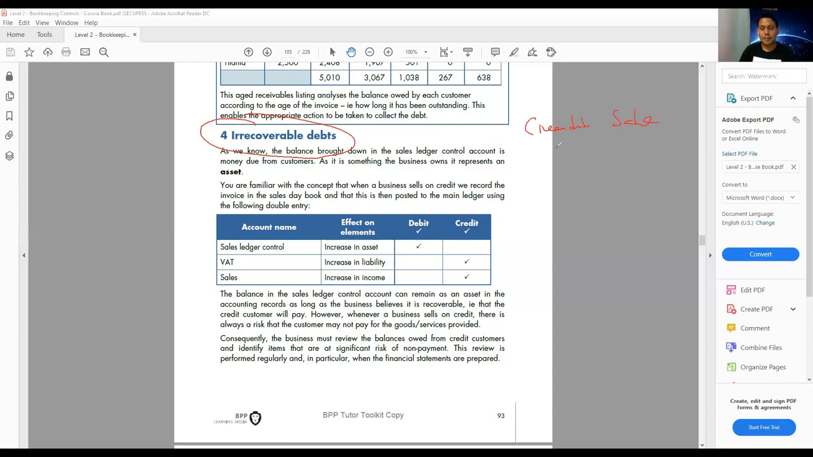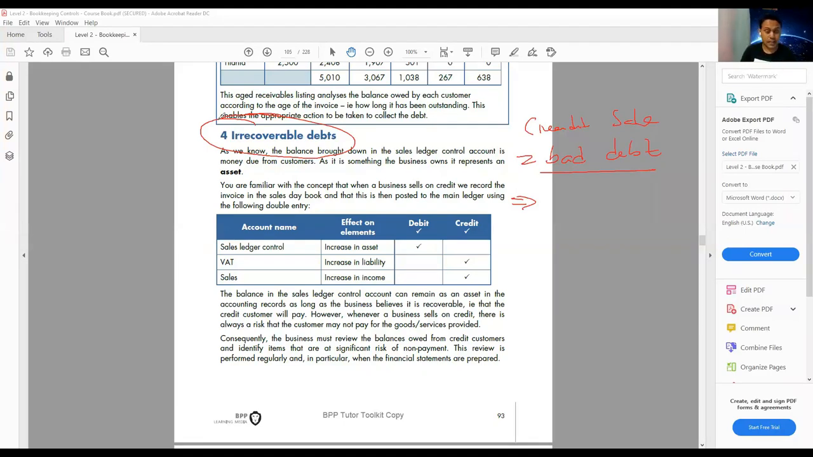So we call them bad debt. If the customer doesn't pay, or cannot pay for any reason, or if we expect the customer is not going to pay us, we call it bad debt. Bad debt means the customer is not going to pay us. After a certain period, if we 100% confirm we are not going to get this money from this customer, that it is not possible to recover, we call it irrecoverable debt. That means the money is not possible to recover from the customer.